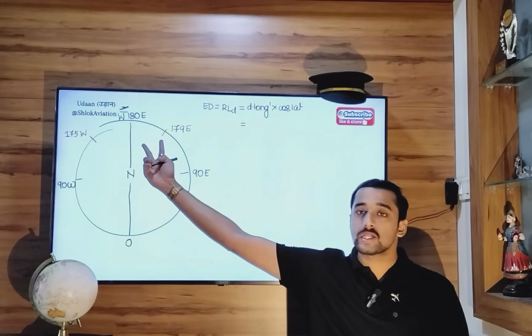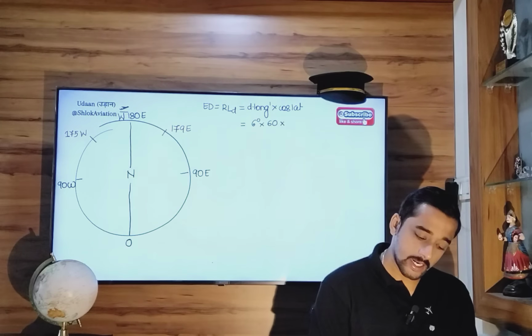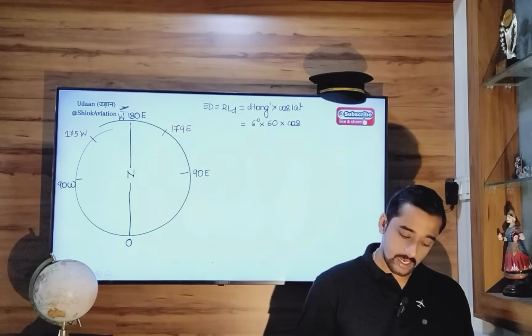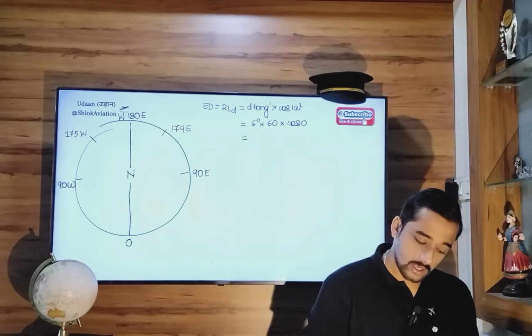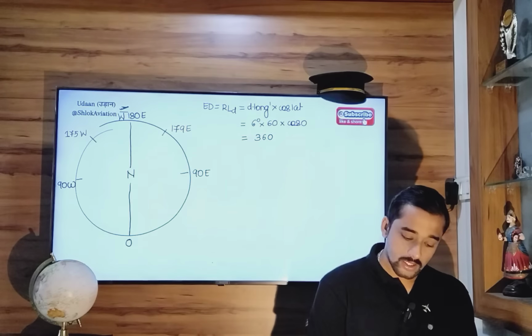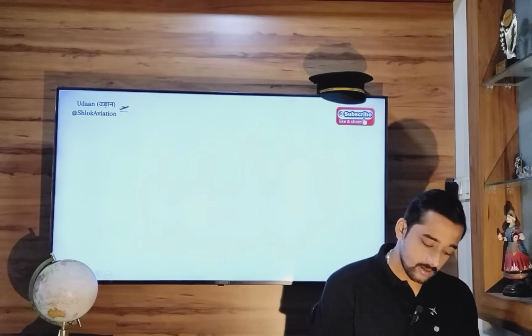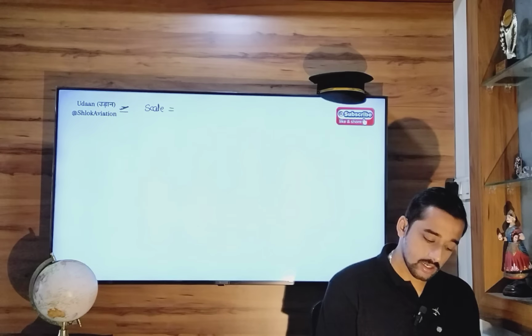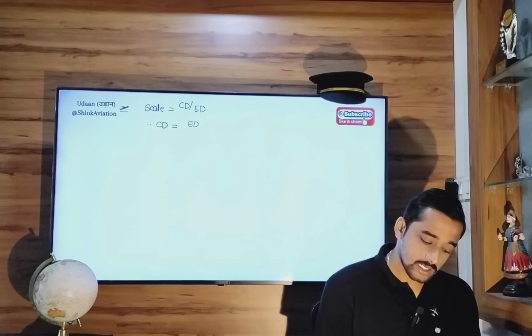So 5 plus 1, that is 6 degree, into 60 to convert that into minutes, into cos of latitude. Latitude is equator, cos 0. So 6 into 6 is 36, 0. Cos 0 is 1. So Earth distance is 360 nautical miles. Now utilize the scale formula. Scale formula is chart distance upon Earth distance. We have to find out chart distance. Therefore, chart distance will be equal to Earth distance into scale.